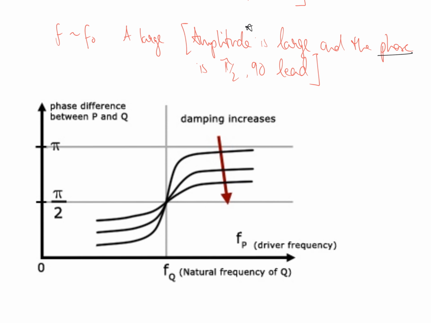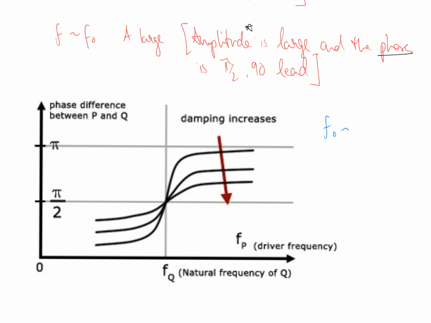We said when f naught, the natural frequency, is approximately f, the forced frequency, then we have a resonance. And also the lag at that point is pi by 2. If f is very much greater than f naught, then you get a phase change of pi, whereas if f is very much less than f naught, you get 0 phase change.